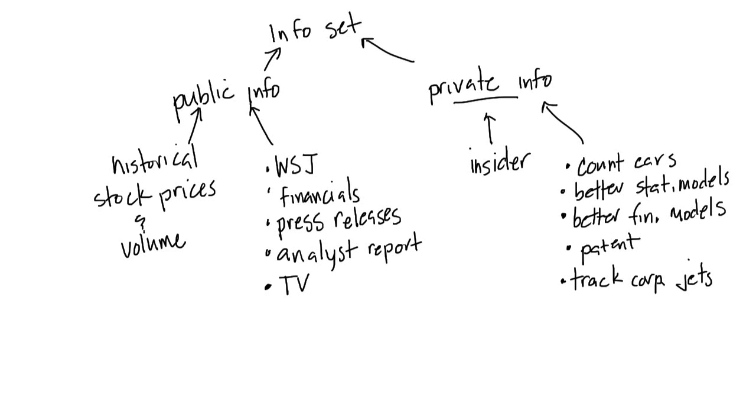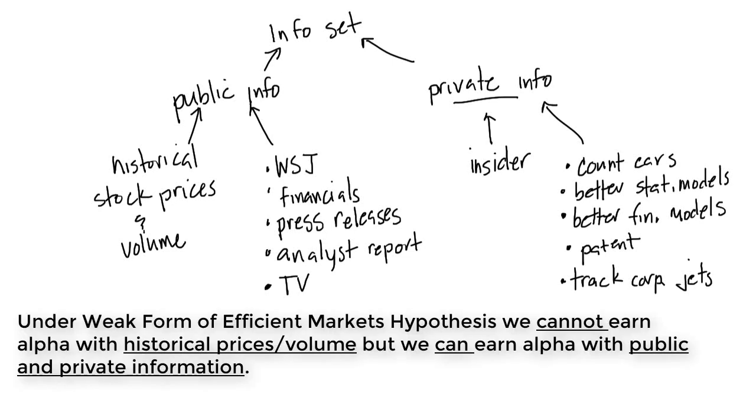So with the weak form of the efficient markets hypothesis, we can use pretty much any information to potentially earn alpha. The only type of information that we're not able to earn alpha on is historical stock prices and volume. In the weak form of the efficient market hypothesis, we can't use historical stock prices and volume in order to earn alpha.